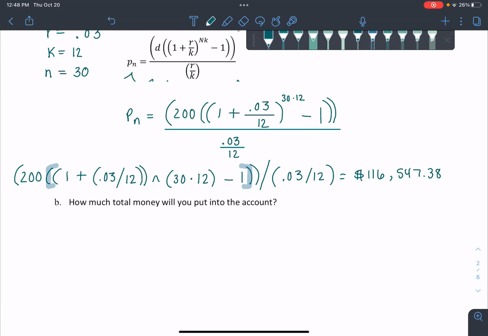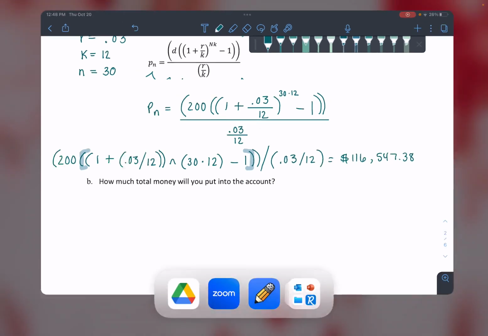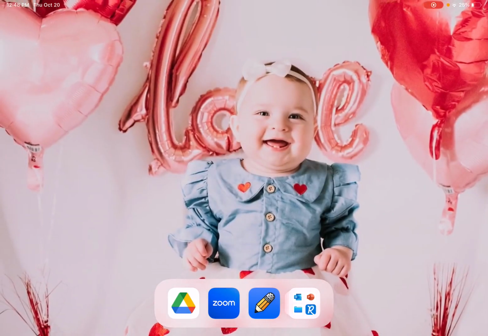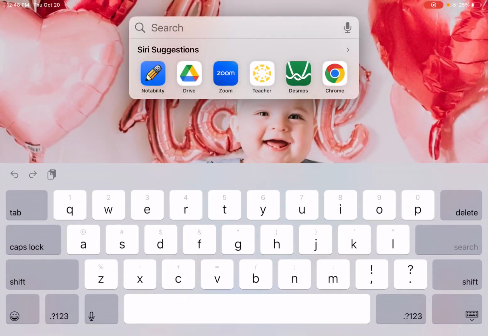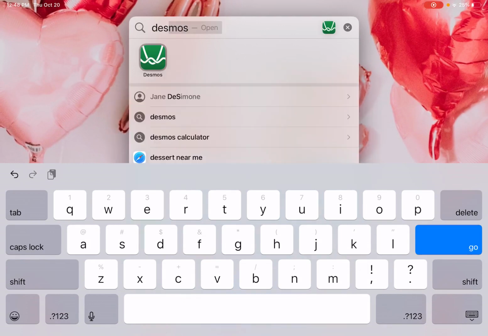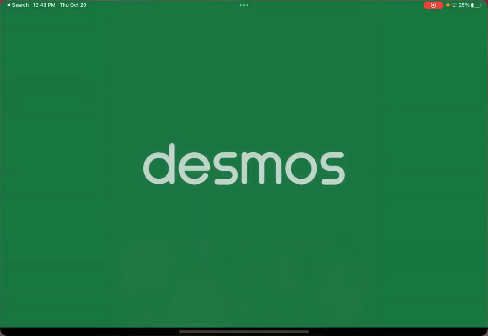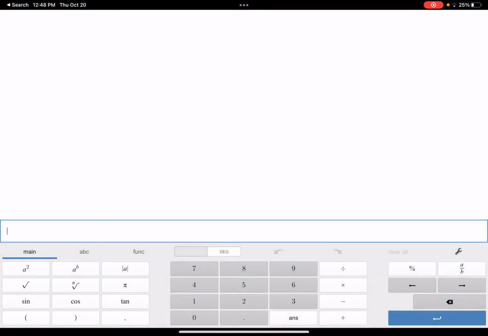It looks a little bit different. It's actually the same as the Desmos Scientific. So let me go ahead and quickly pull that up for you. Desmos. I need my scientific. Hold on one second. Scientific. There we go. Okay, so how do we put this in our calculator?